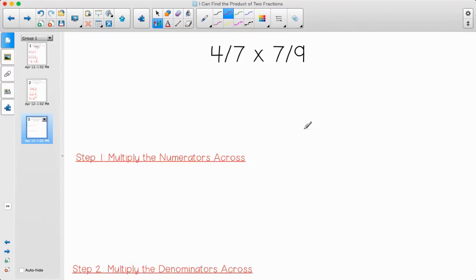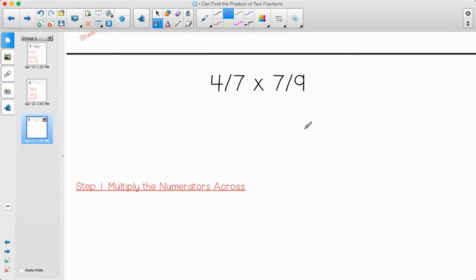So you have 4/7 times 7/9. Go ahead and set that problem up, see what solution you get, and then click the next arrow when you're ready in your notes.